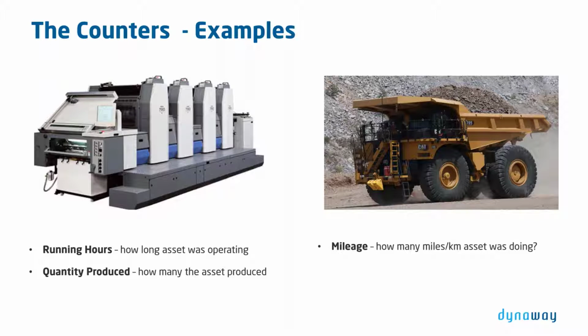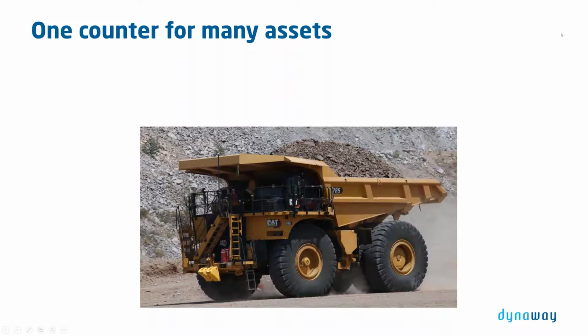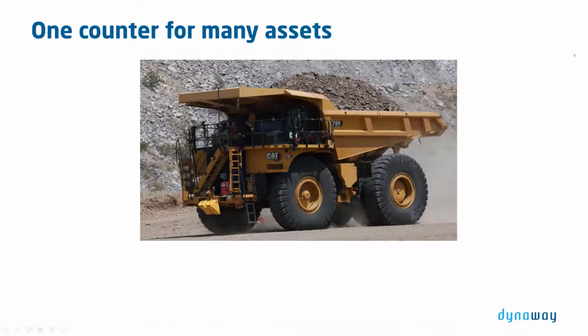So for us, the counter is something like the mileage counter in your car. It's linear, it's always going, and we can predict when something will happen or when we need to do the maintenance. So those are examples of counters. But one asset, and let's use our example here, in fact consists of many assets. You know it already, we have an asset tree, so we can structure it so that each component of this big truck can be its own asset.